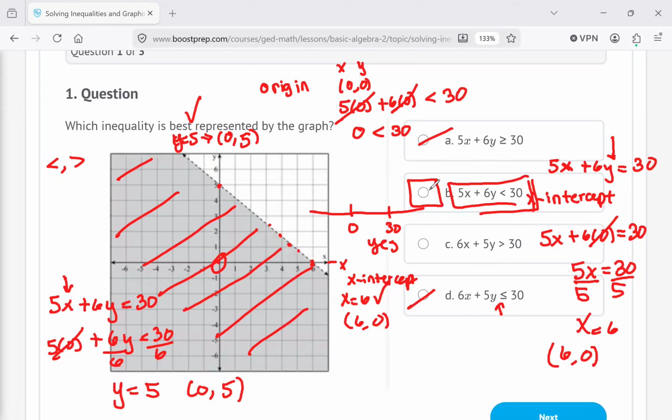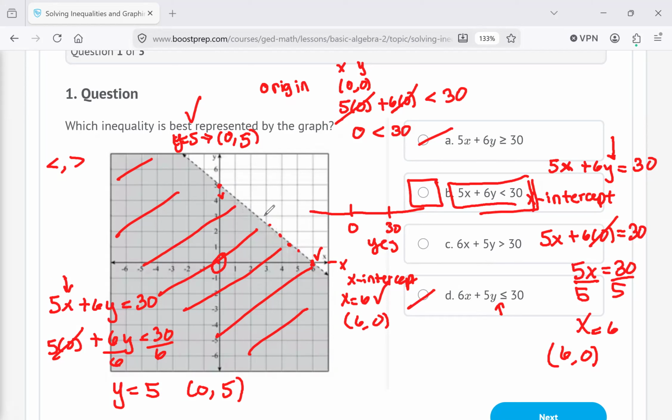Okay, so that was a lot to do. Let me recap what I did. First, I did some elimination. I was given a dashed line, so I eliminated A and D because you have an equal sign. You have a straight horizontal line, that means a solid line, so I eliminate A and D. Then I made sure my x and y-intercepts are correct. I found my x-intercept, which is 6, so this matches. And then I found my y-intercept, which is 5, so this matches. That is looking good so far.